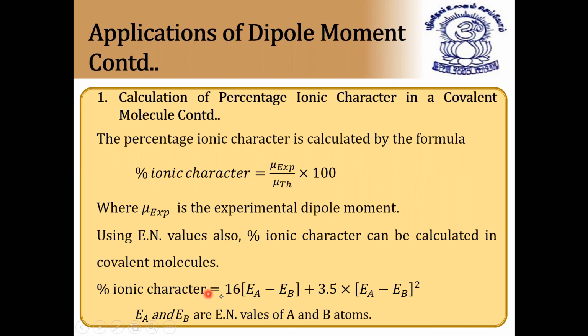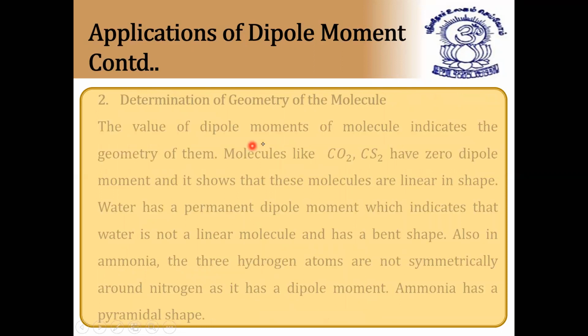That is, percentage of ionic character is equal to 16 into (electronegativity of A minus electronegativity of B) plus 3.5 into (electronegativity of A minus electronegativity of B) whole square. So these are the electronegativity values of A and B respectively. These two formulas are most important. We'll discuss numericals on this if possible.